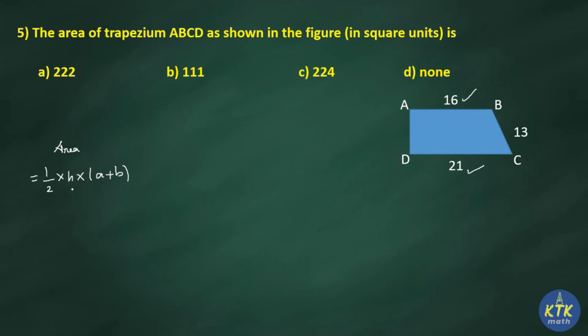Height: I cannot substitute this 13, because height refers to perpendicular height only. But here the 13 is the slanting height between B and C. So I can't substitute that one. I need to find the perpendicular distance between AB and DC. That value only can be substituted as h to find the area of the trapezium. How am I going to find it? It's a simple one. Just draw a line here, B perpendicular to DC. Let me name it as E there.